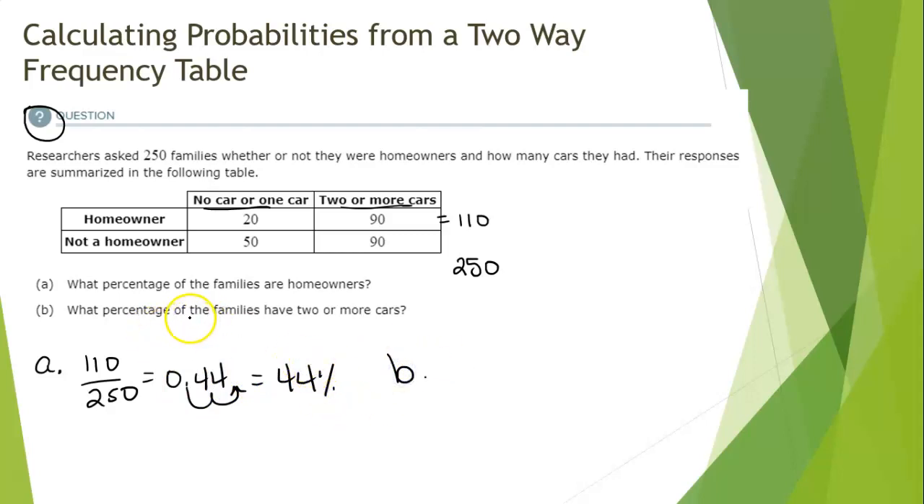And then B, what percentage of the families have 2 or more cars? Notice we're not interested in whether they're a homeowner or not a homeowner. There's a total of 180 who have 2 or more cars. So that means it's 180 out of 250. Notice in all of my fractions, it's out of 250 because that's the total. I end up with 0.72. I move that decimal point 2 places to the right, and I get 72%.